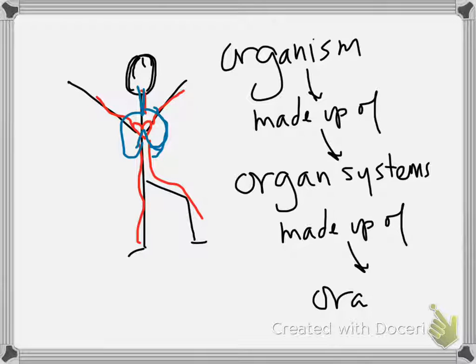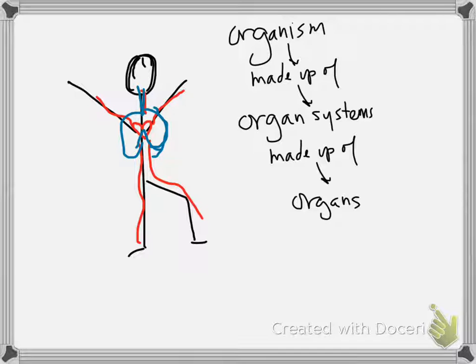Can I not even spell organs today? Apparently I cannot. Okay, so organisms are made up of organ systems. Organ systems are made up of organs. Organs are made up of tissue that are made up of cells. Everything comes back.